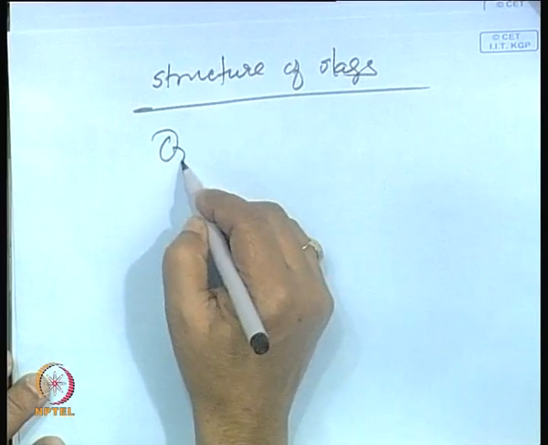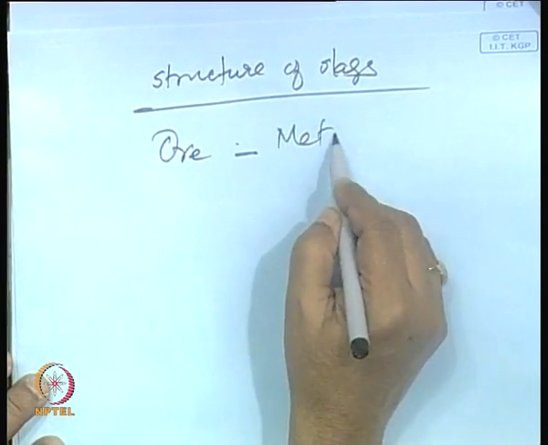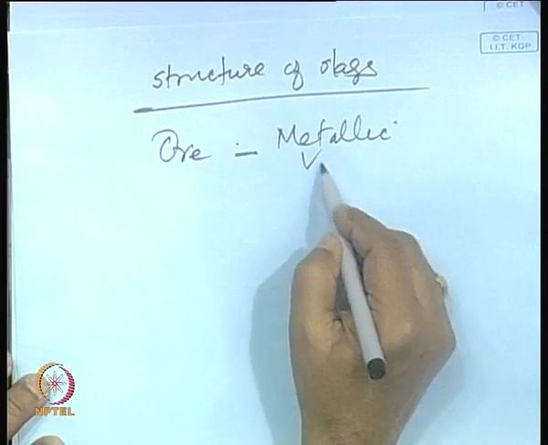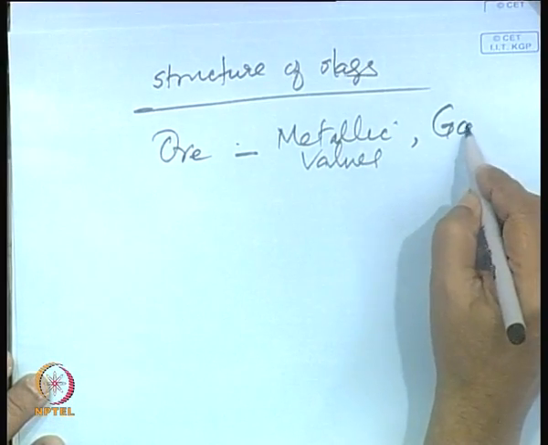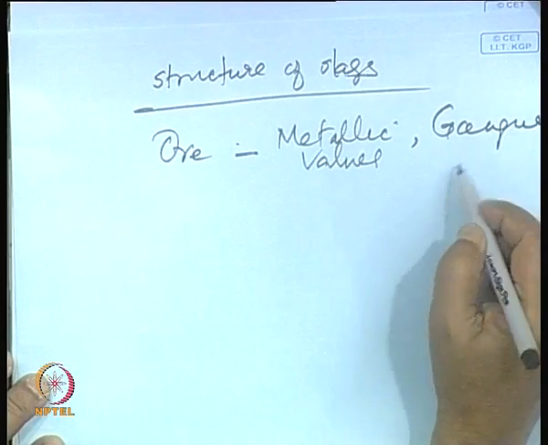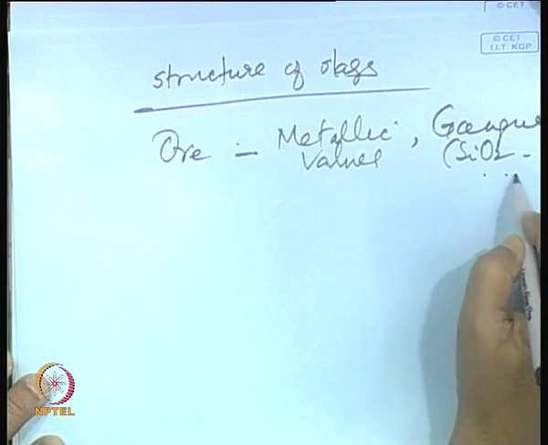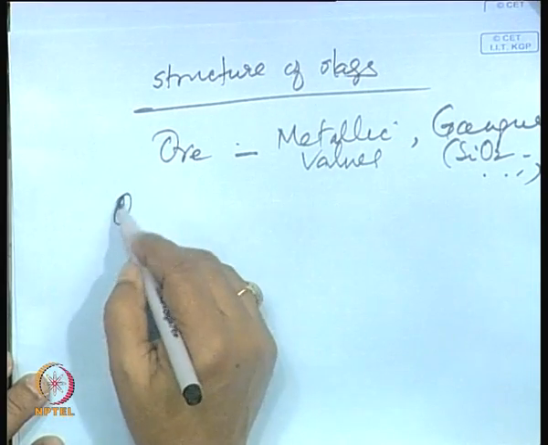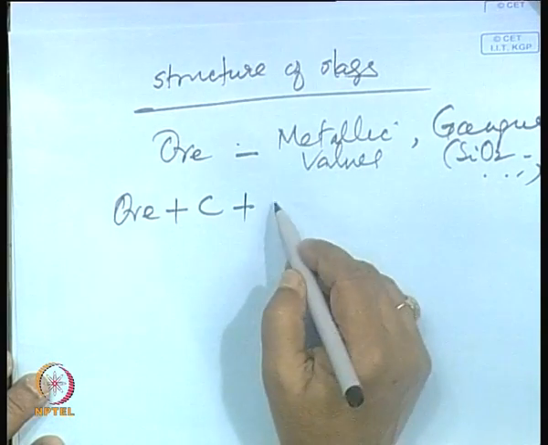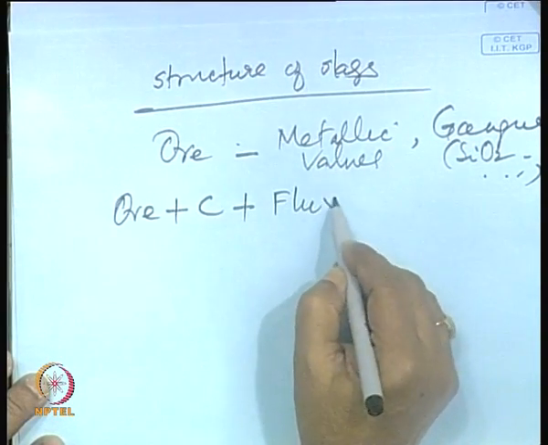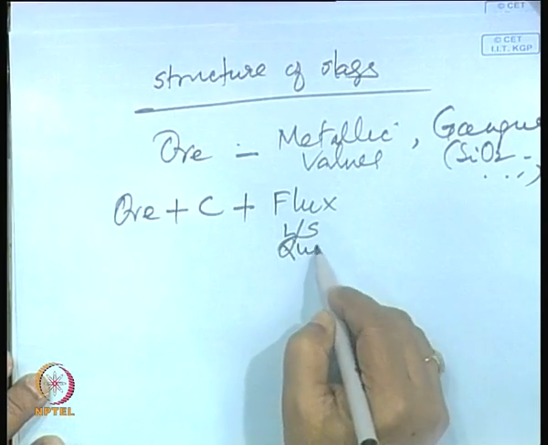Generally, in an ore, we have metallic values, meaning minerals, and we have gangue. Gangue means things we do not want, like silica, aluminosilicates, and many other things. Now, when we do smelting with a reducing agent, we add a flux. The flux is limestone, quartz, etcetera.